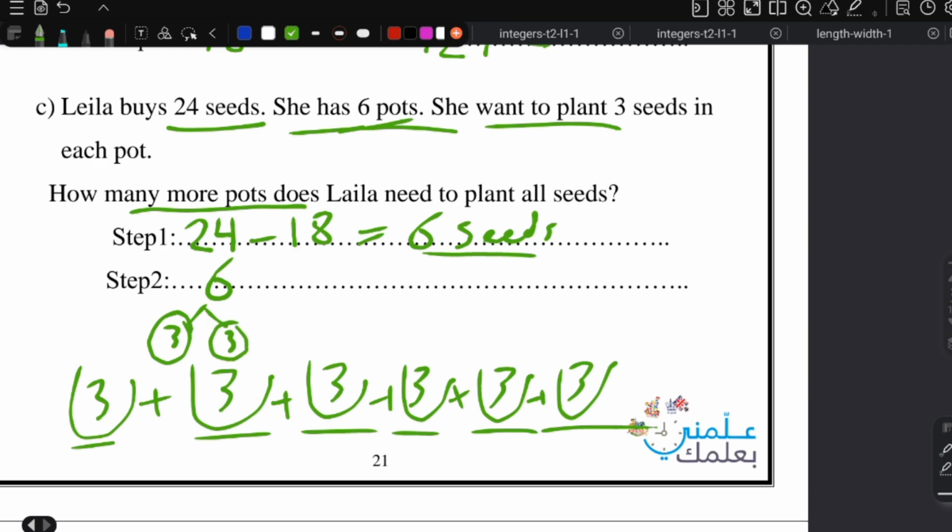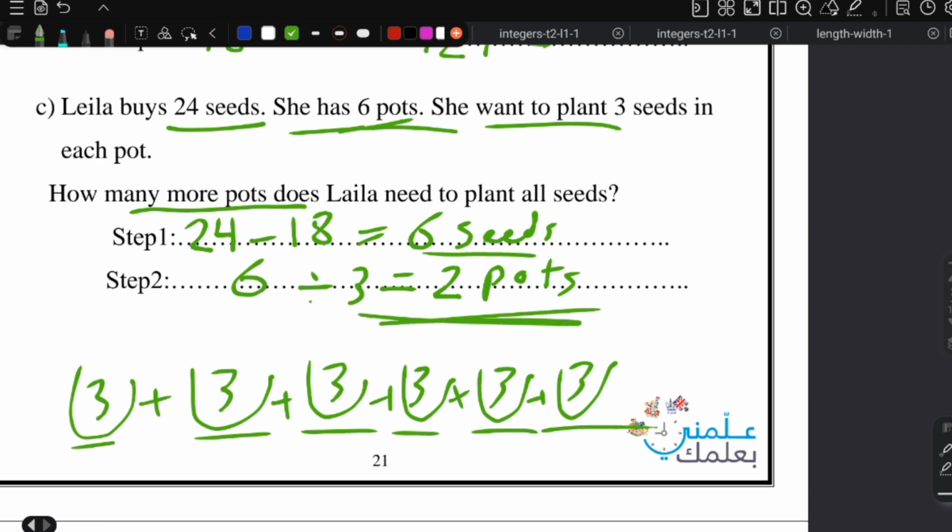So I just want to distribute 6 over 2 pots, so the result will be 3. Or I can say, I have 6 seeds left. I will distribute them, 3 in each pot. So 6 divided by 3 equals what? 2 pots. I need 2 pots to plant all these seeds.